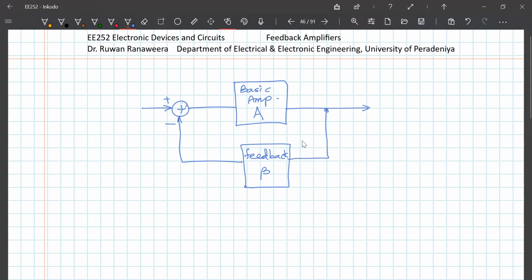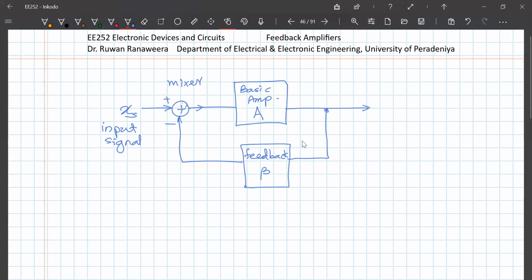So whether it is current or voltage, if you want to use a common notation, we call this the source input signal. So this is the input signal, XS. XS can be a current or a voltage. Okay. So this is the comparator or the mixer.